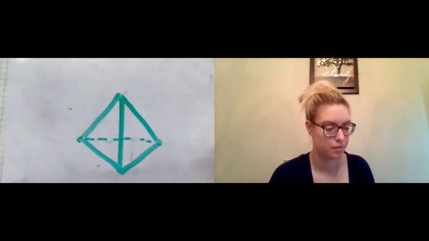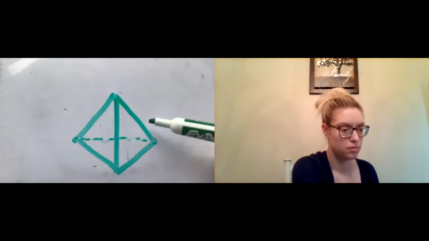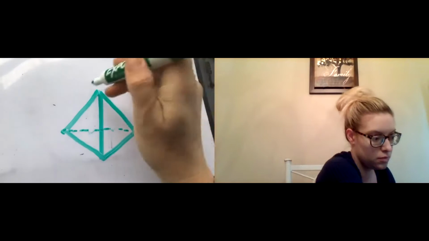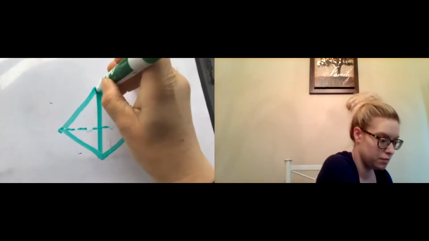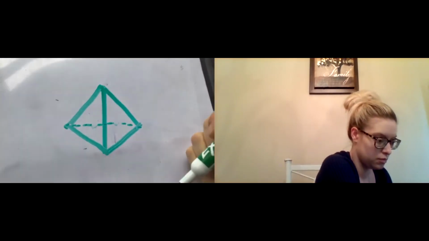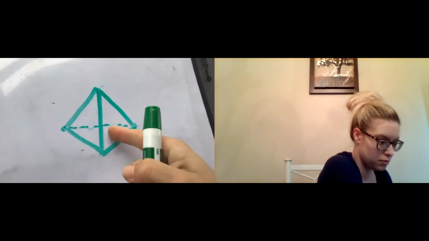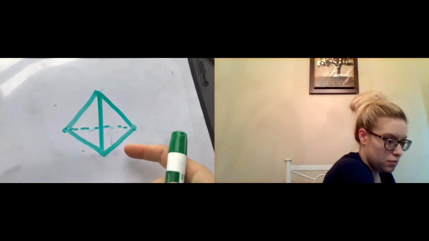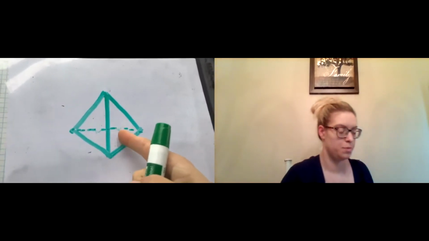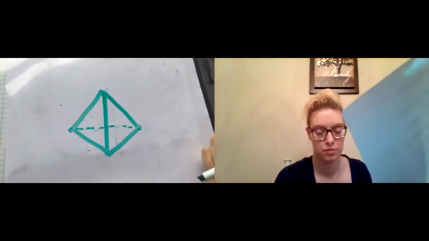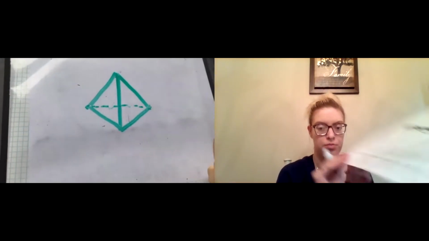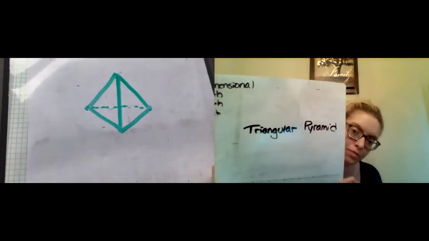All right. So if we take a look at this solid, what do we notice about it? Well, it's coming to one point at the top, and I only have one base. So this is going to be a pyramid. Now I look at, what is the shape of my base? My base is a triangle. So this would be a triangular pyramid.